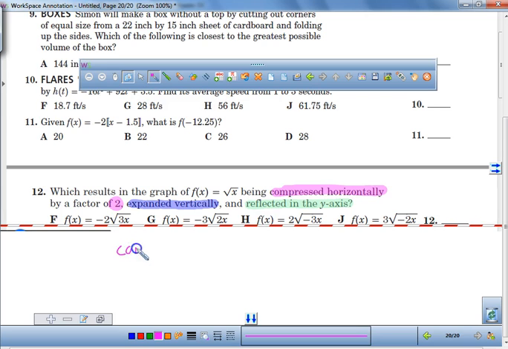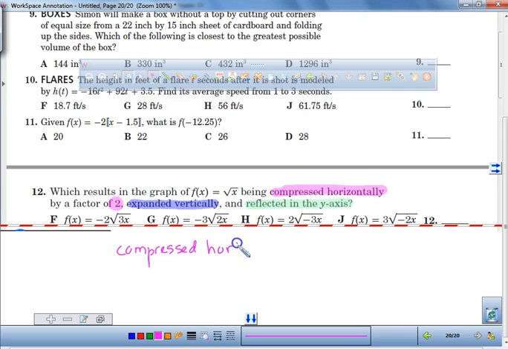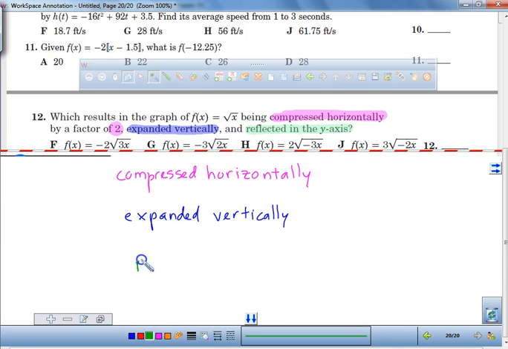We're going to talk about compressed horizontally. Then we're going to talk about expanded vertically. And I'll write down what each of these are, okay? You guys write this down. And last but not least, reflected. Put reflected y-axis for sure.